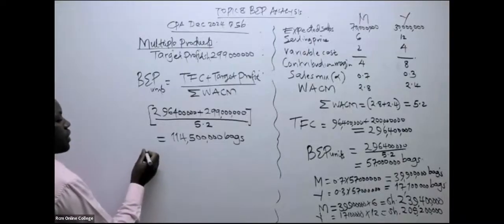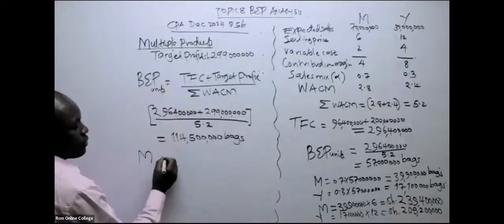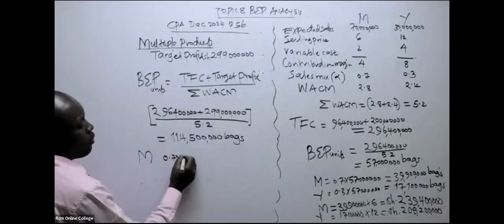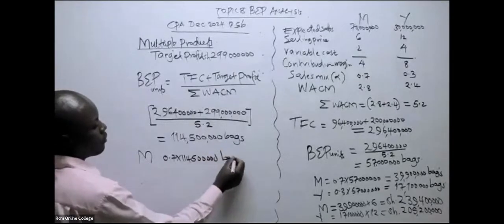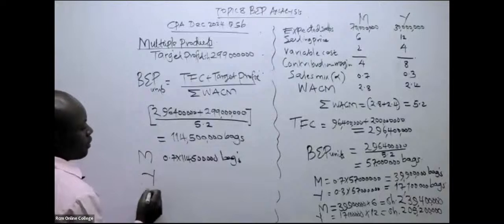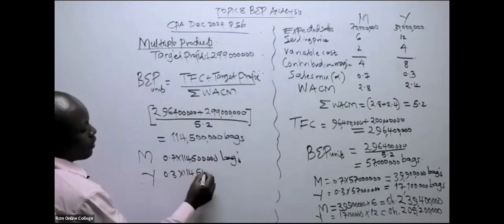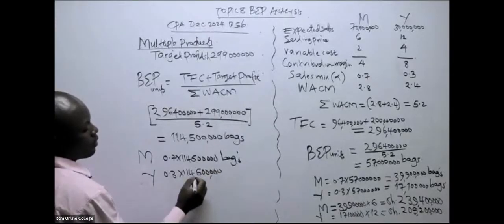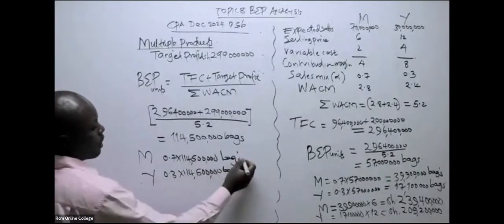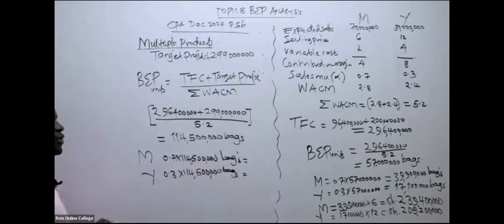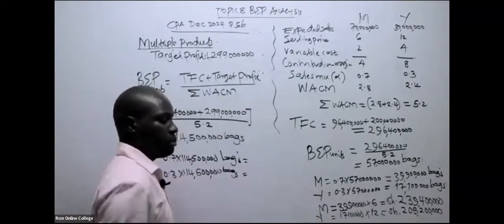Let's say we want to know the specific quantity of product M to be produced. I'll take the original sales mix ratio of 0.7 by 114,500,000 bags. Then for Y, I'll take 0.3 times 114,500,000 bags. Please go ahead and give me the number of bags that will be produced for M. Number of bags for product M.